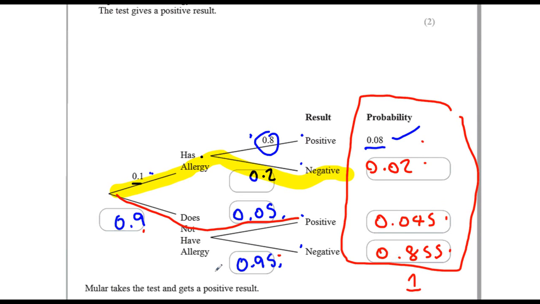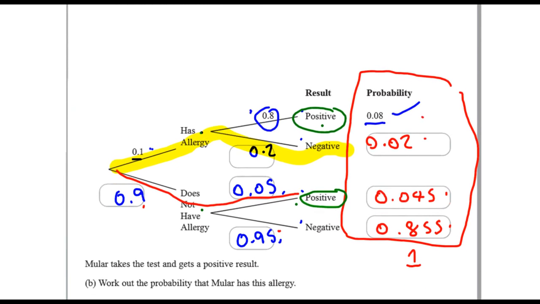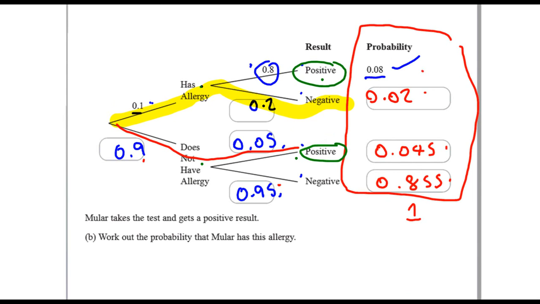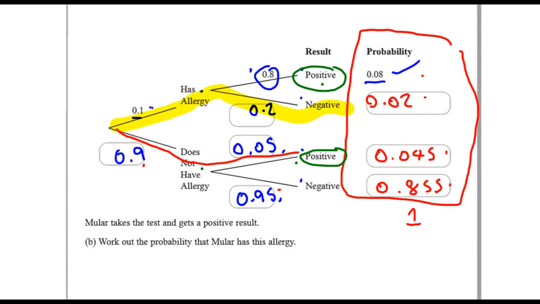Okay. Muller takes a test and gets a positive result. So all we know about Muller is that he's either here on the tree diagram or he's here. He's got a positive result, but we don't yet know if he has the allergy or doesn't have it, because the test can have a false positive. Work out the probability that Muller has the allergy.